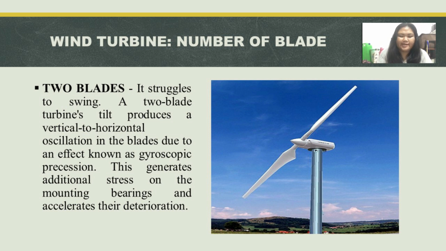Also, the wind turbine struggles to swing. A 2-blade turbine still produces a vertical to horizontal oscillation in the blades due to an effect known as gyroscopic precession. This generates additional stress on the mounting bearings and accelerates their deterioration.